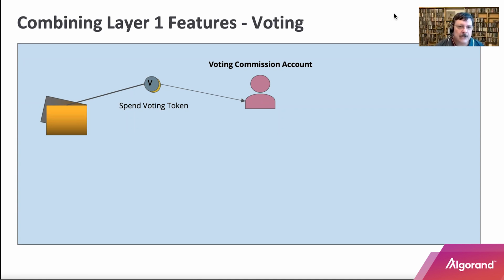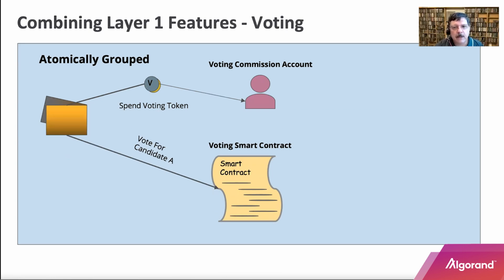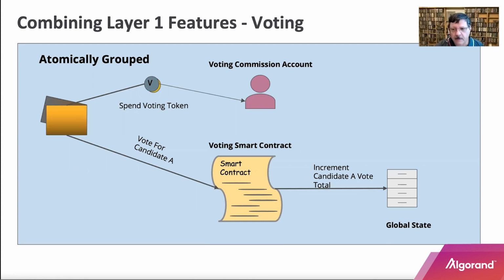So you have the voting commission and the spending token. These are all going to be atomically grouped, so all of this works or none of this works. And then you have vote for candidate A. You've got a voting smart contract, and this is going to increment candidate A's vote total in global state, because you want everybody to be able to see this at some point. So there you have it.